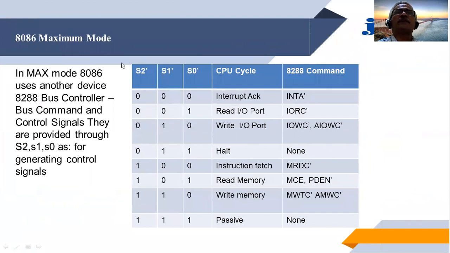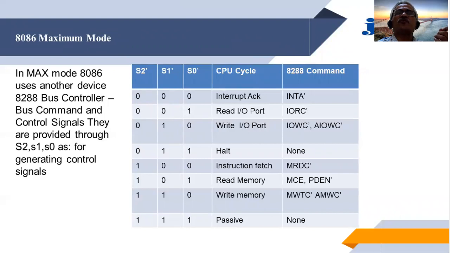Now look at the maximum mode of operation. In maximum mode, we require, in addition to the devices that were used in the normal mode of operation, some more devices, since the system will operate in a multi-processor environment, because the buses will be under the control of the slave as well. So we have another kind of device called the 8288, which is a bus controller, which generates the bus command and the control signals.